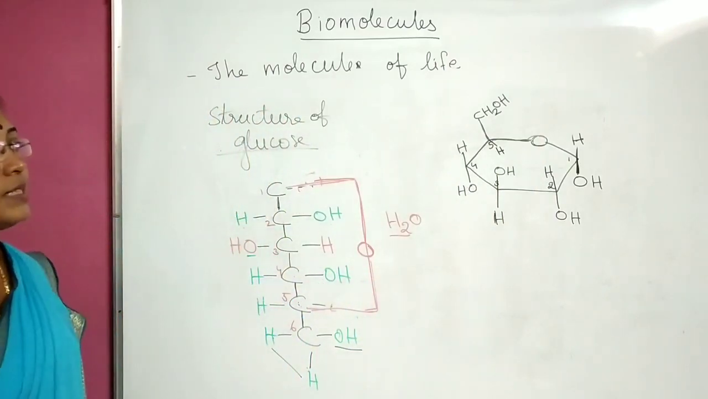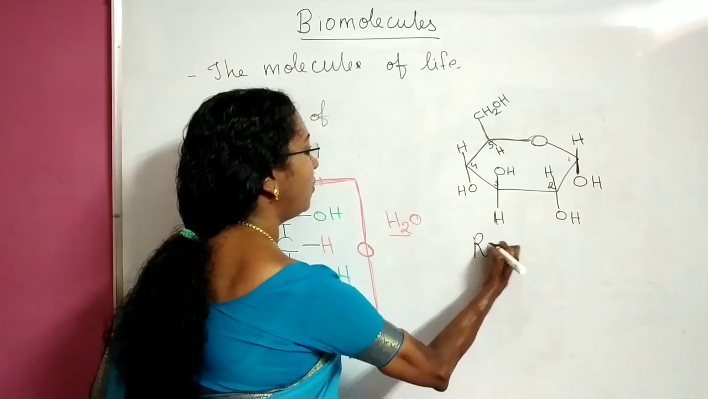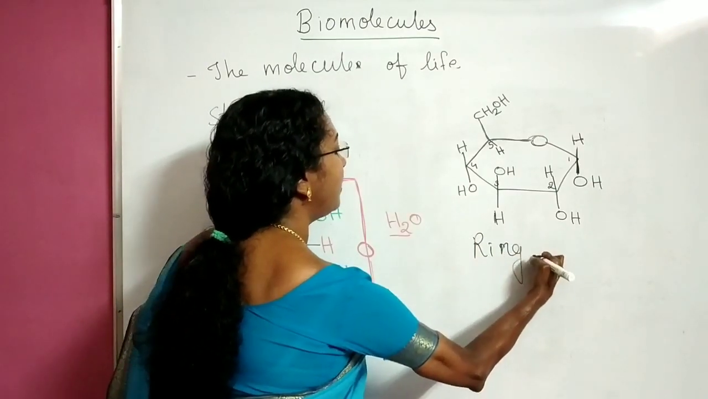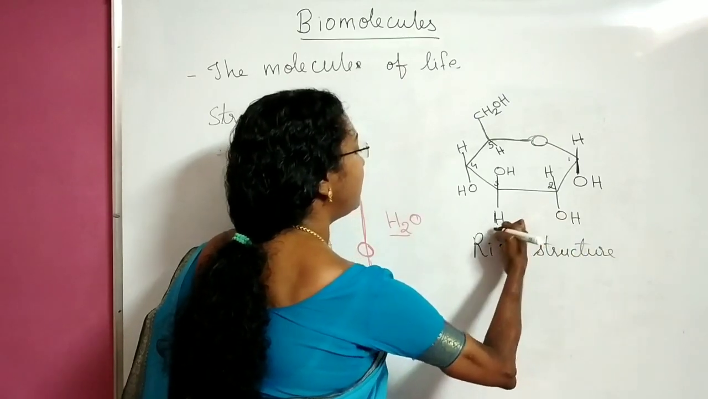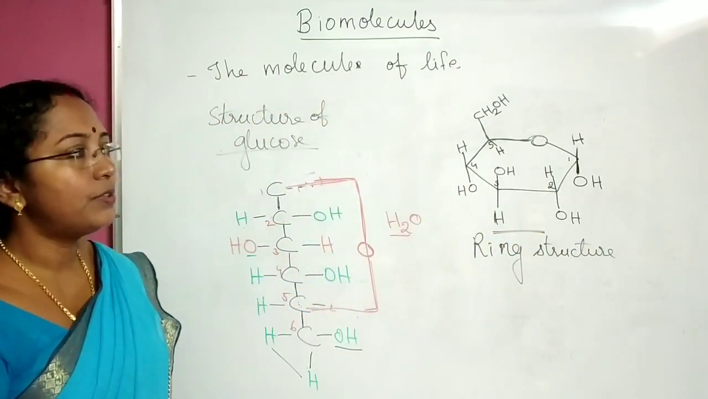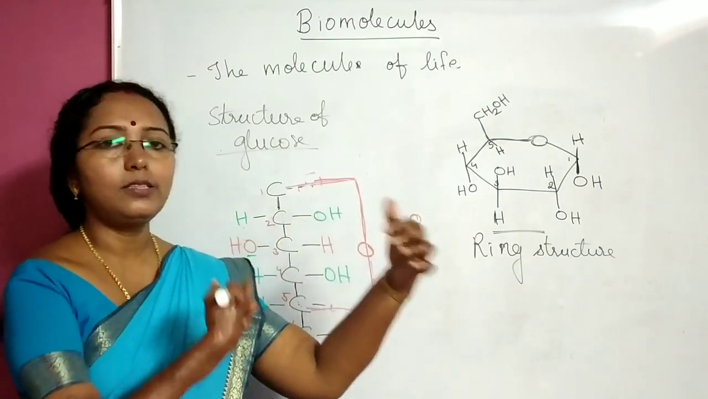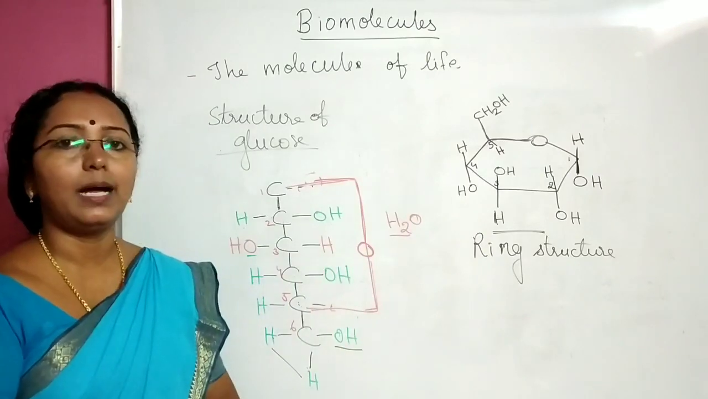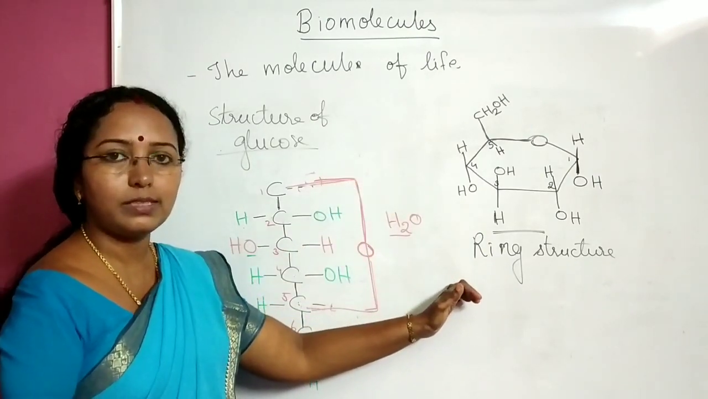CH2OH. So this is the ring structure of glucose. What I have drawn here is the ring structure of glucose. This is the structure which is commonly used to show the different bondings with different monosaccharides. One glucose is linked to another glucose. How that linkage happens, to show that we mainly make use of this ring structure.